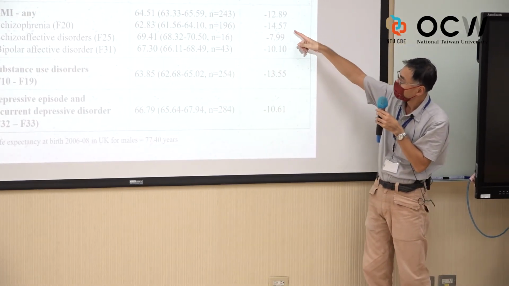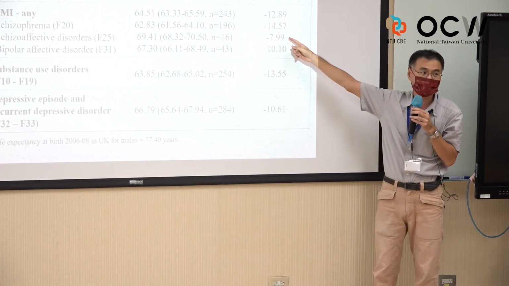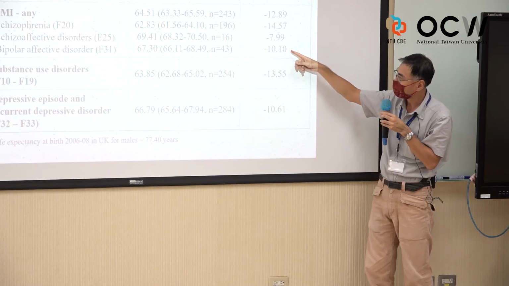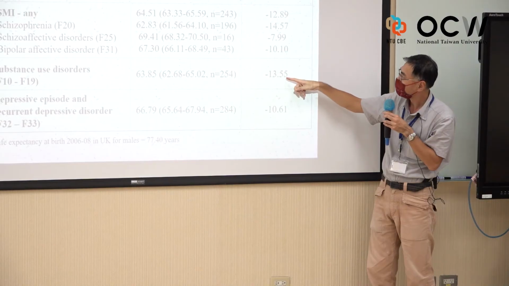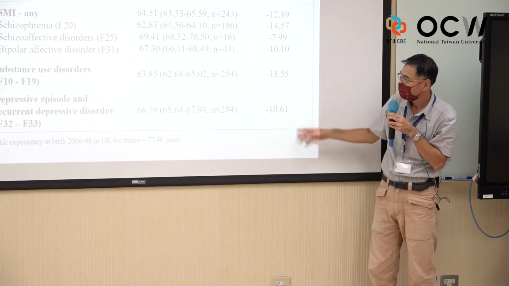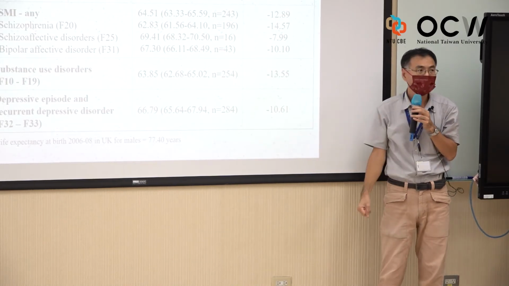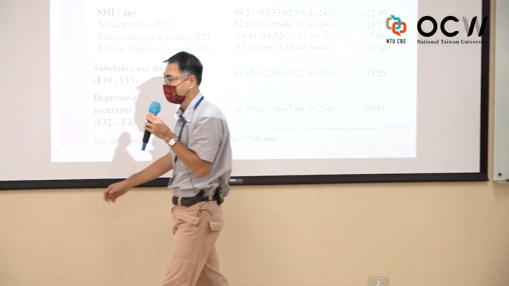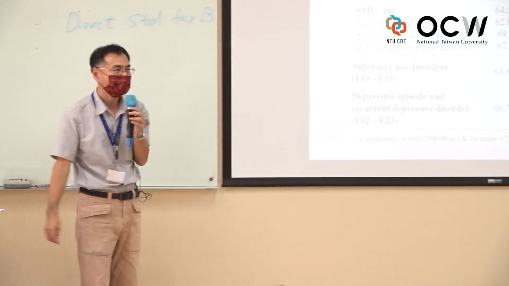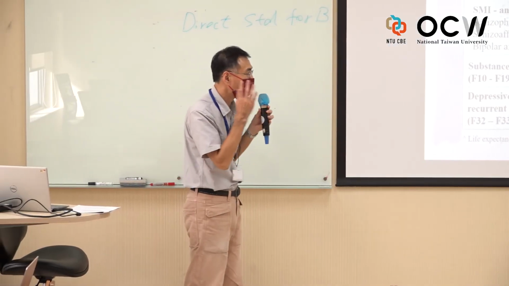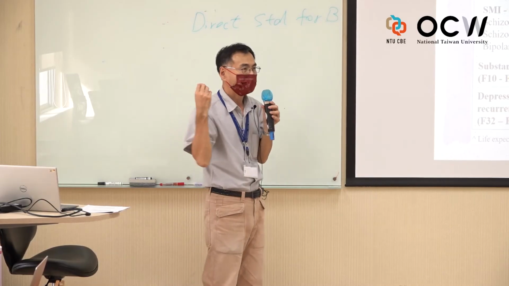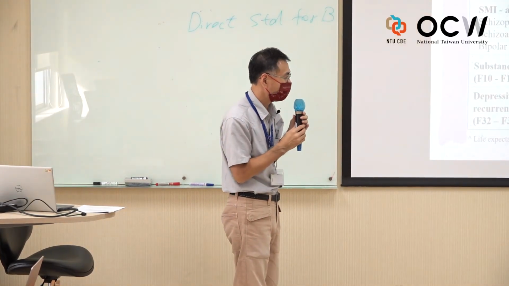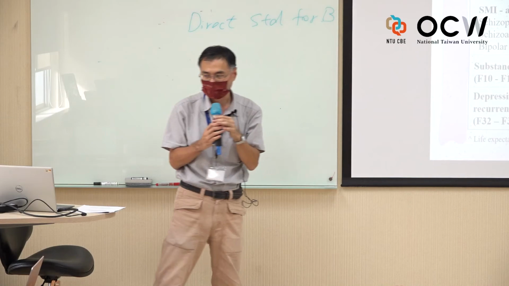And it's even worse for schizophrenia, almost 15.6 years less. Schizoaffective disorder, about 8 years, 10 years for bipolar. Substance use disorder about 13.5, and for depression about 10. So it shows a slightly different scenario from the summation of the standardized mortality ratio, because here we emphasize the effect of younger age. Death at a younger age has a more serious impact on life expectancy at birth.